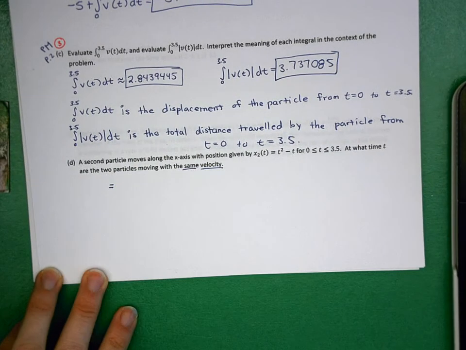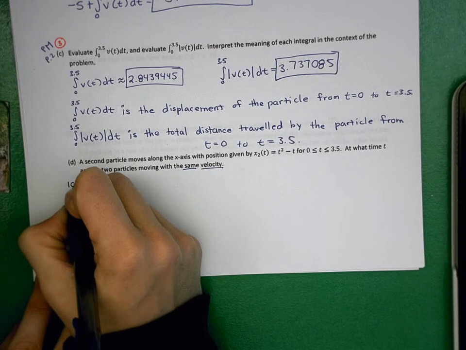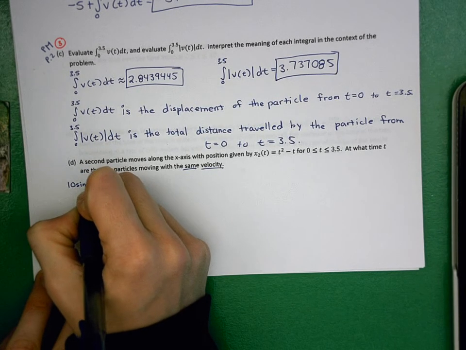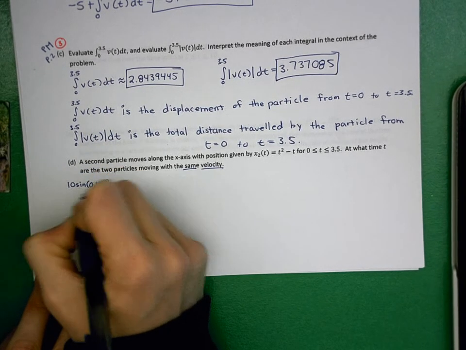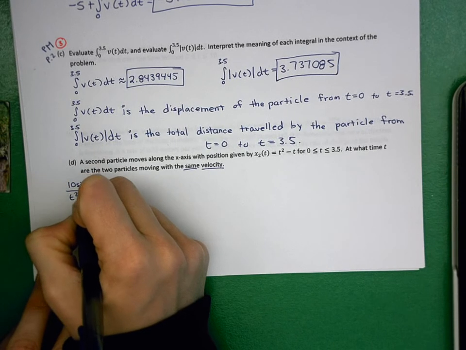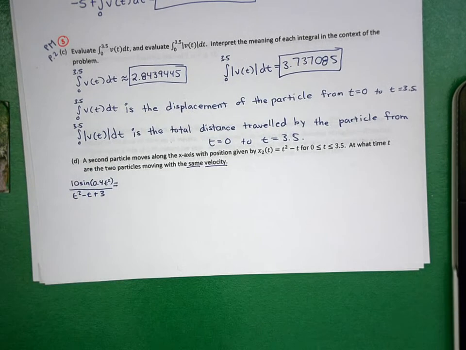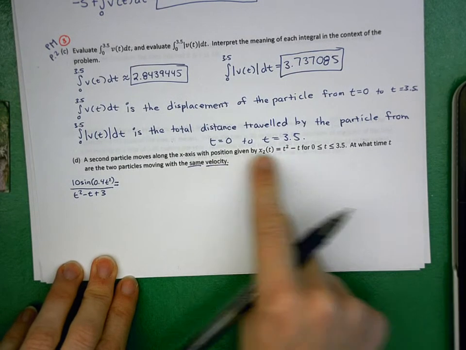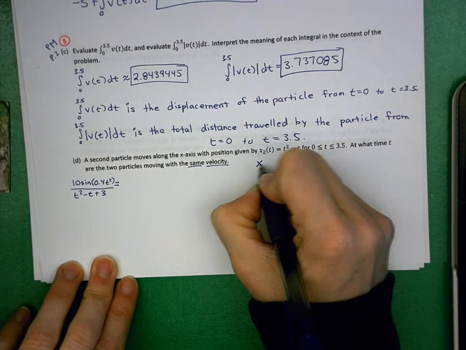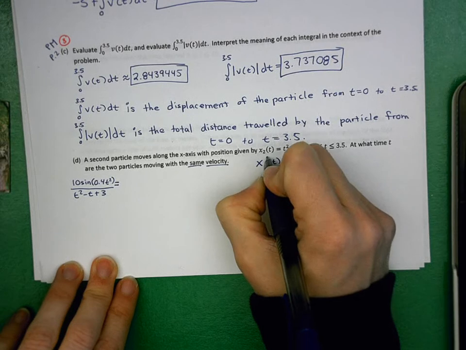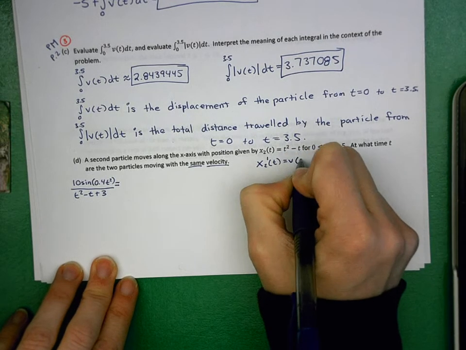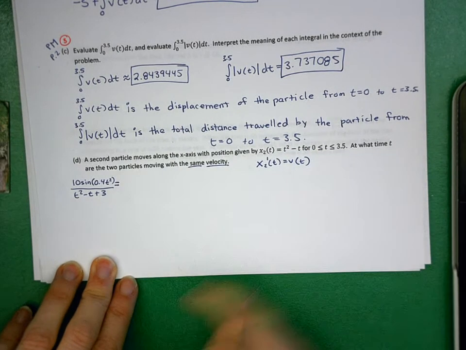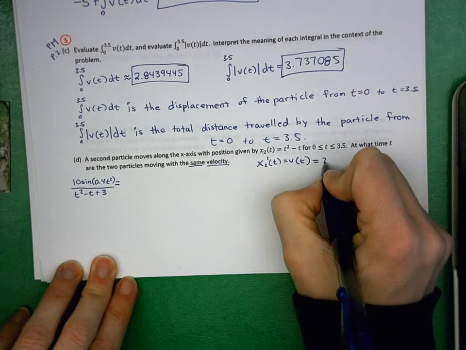And so I need my first particle's velocity, 10 sine of 0.4 t squared over t squared minus t plus 3, to equal my second particle's velocity. And so what do we have here? What is this function? This is position. And so to find its velocity, I would need to take the derivative of that position function. So in this case, my velocity would be 2t minus 1.